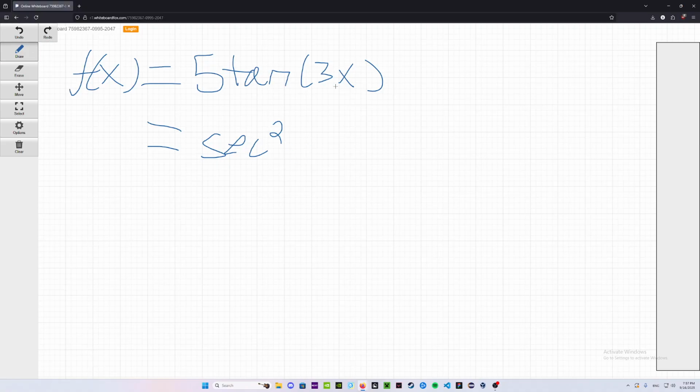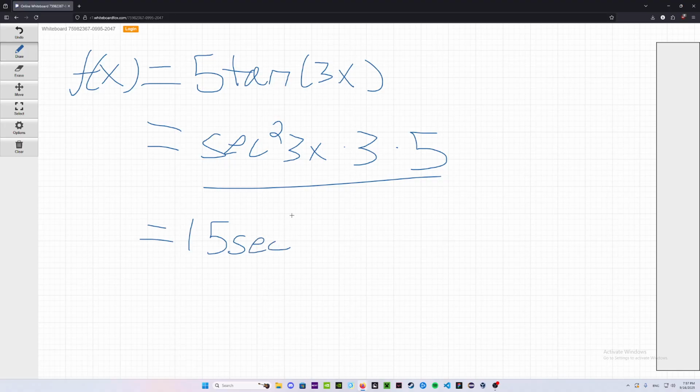See, this usually gets omitted by students. That's what my teacher said. A lot of people kind of forget about this. So then 3x times 3, and then we can't forget this constant, times 5. This simplifies down to 15 secant squared. Oh, almost made that same mistake. 3x. Boom. As simple as that.